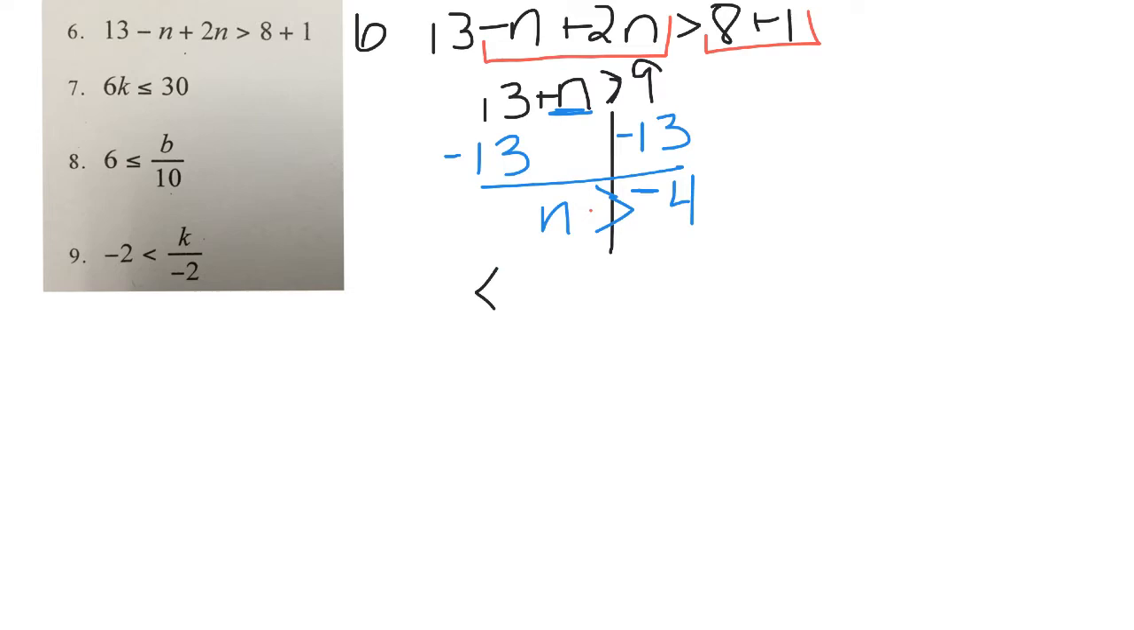And we'll draw a number line, 0, negative 4. And we'll do an open circle because it's greater than, not greater than or equal to. And 0 is greater than negative 4, so we'll shade towards the 0.